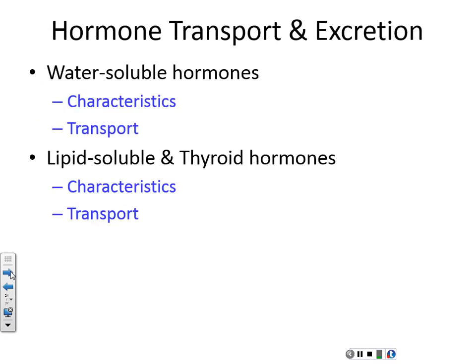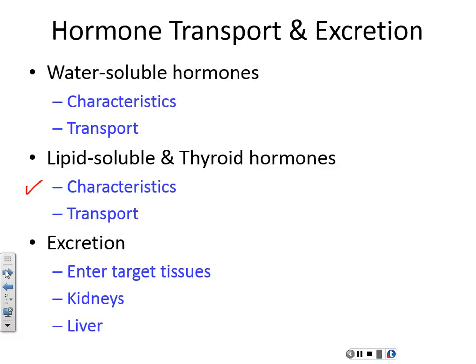And then water-soluble hormones, you get all these characteristics. They are soluble in water. They're easily transported in blood, right? Because blood is water itself. And then lipid-soluble hormones are soluble in lipids, and the way they're transported in blood, they're bound to a protein to make them soluble. All right, so we know about that.